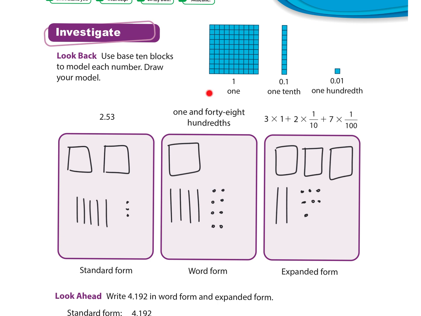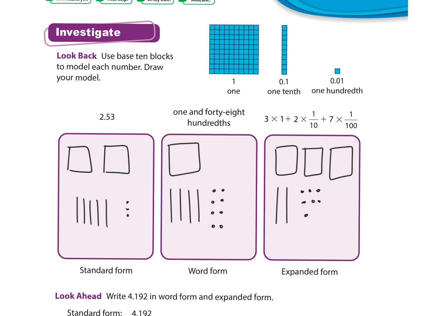So it tells me this is representing one whole, this is 1/10, and this is 1/100th. So if I have two squares, that's the two wholes. The 53 hundredths is represented by the lines and the dots. Okay, 1 and 48 hundredths. I have one square, I have 4 rods, and I have 8 dots.